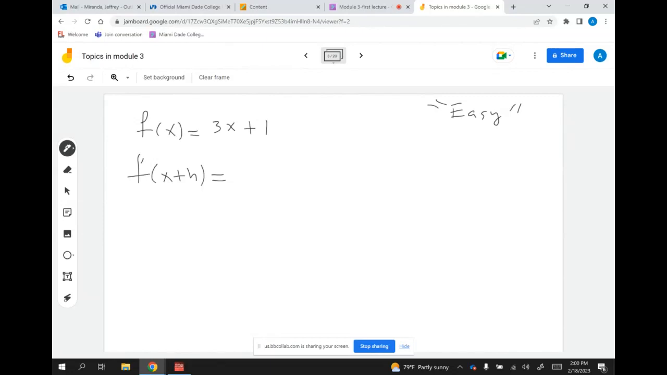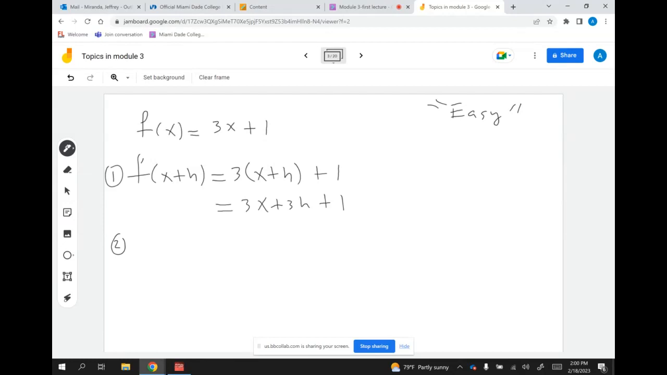This time, you're not evaluating it at a number. You're actually evaluating it at x plus h. So we're going to do exactly the same process. The difference is that this time it's not a number, it's an expression. And that expression happens to be x plus h plus 1. So I'm going to simplify this a little bit. And I get this. You see, that's it. This one here, step 1.